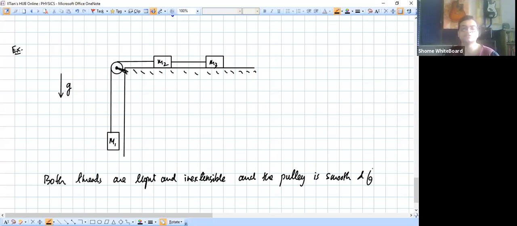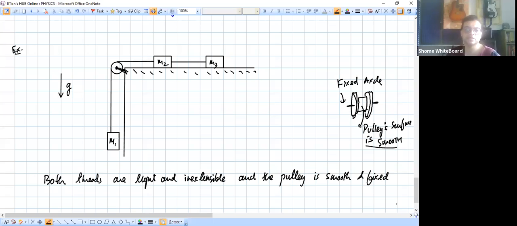Now we discussed what is the meaning of fixed and smooth here last time, that the pulley cannot rotate about its axle. That is the meaning of fixed. And the surface of the pulley is smooth. So this axle of the pulley where it is attached, it's a fixed axle. And this surface of the pulley where the thread is going around it, its surface is frictionless. That is the meaning of smooth. So the thread slips without any friction or without any hindrance from the pulley surface. Okay, so that is the meaning of this.